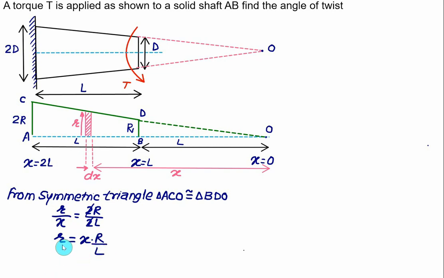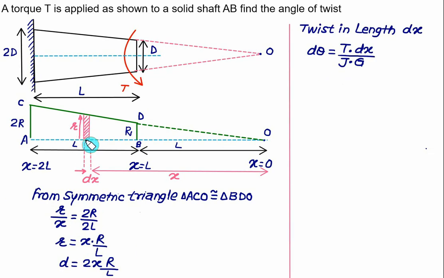Once we know the radius at any distance x, we can calculate the diameter d. Diameter d is simply 2 times the radius, that is 2 times x multiplied by R divided by length L. Now the diameter is a function of x, therefore the polar moment of inertia is also a function of x. So we can find the twist in the length dx. The twist in this length dx is given as d theta equal to T multiplied by dx divided by J, the polar moment of inertia, multiplied by the modulus of rigidity G.